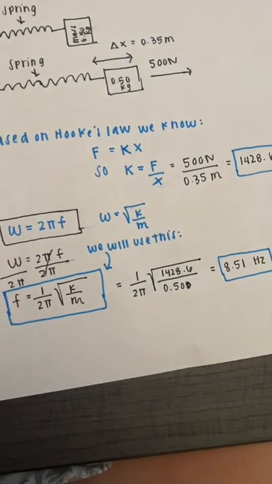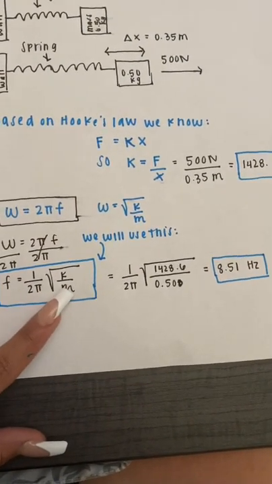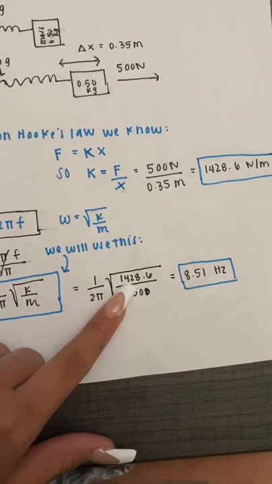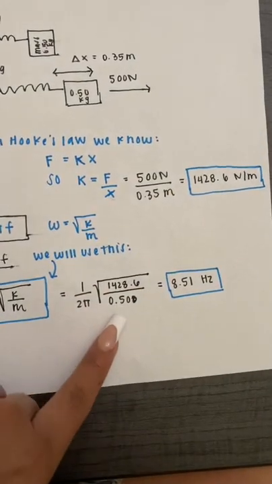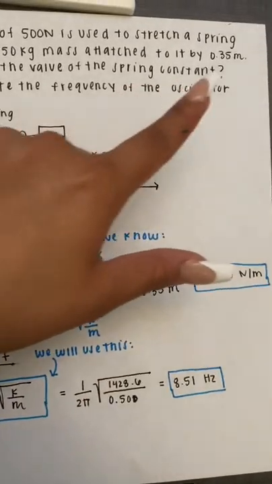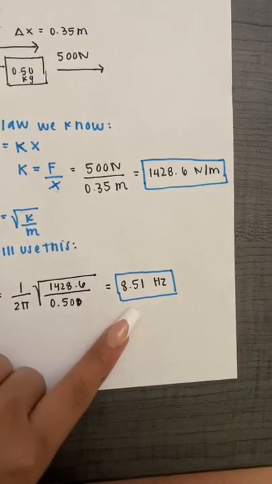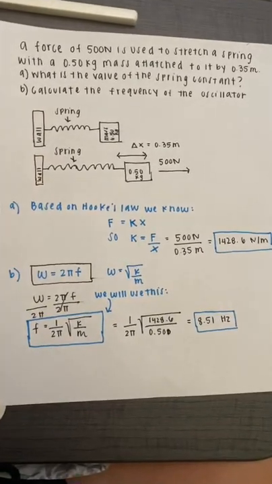Once you get that, you will go ahead and plug in what you do know. So we know k, we also know our mass. So it would be 1 over 2 pi times the square root of 1428.6, which we got from here, over 0.50, which was stated up here as the mass, and you'll get 8.51 hertz. That is problem number 1.